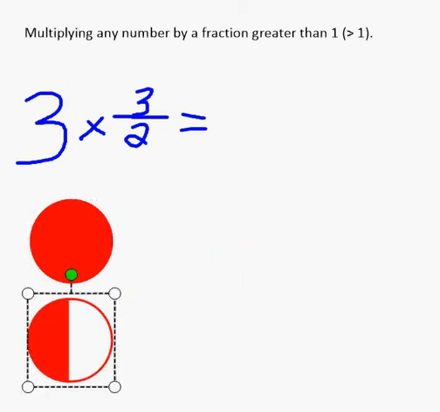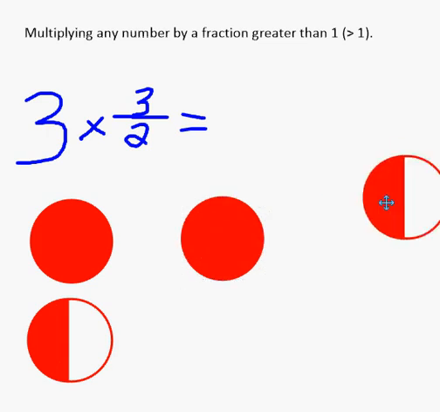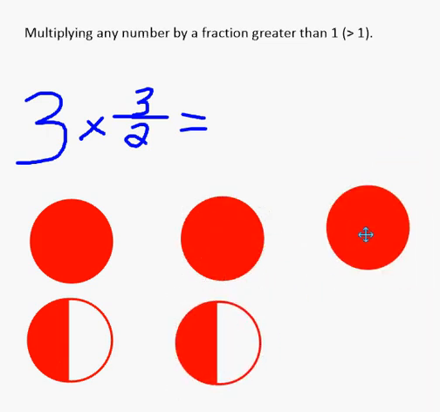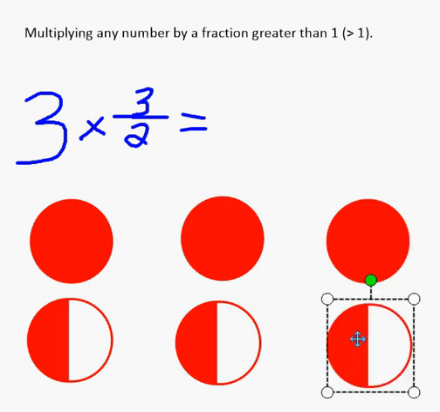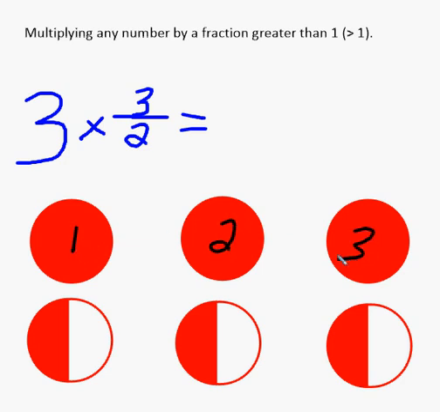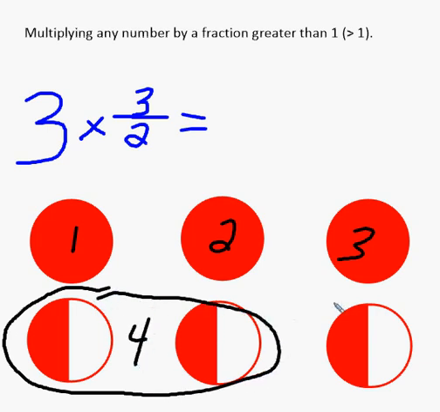My first group of 3 halves. These are 2 halves again, plus my third. There's another group of 3 halves. And finally, my last group of 3 halves. So 3 groups of 3 halves equals what? I have 1, 2, 3. These two together will be my fourth, and this is a half left over. So 3 times 3 halves is 4.5. So when I multiply by a fraction that is greater than 1, my product is greater than the original number.